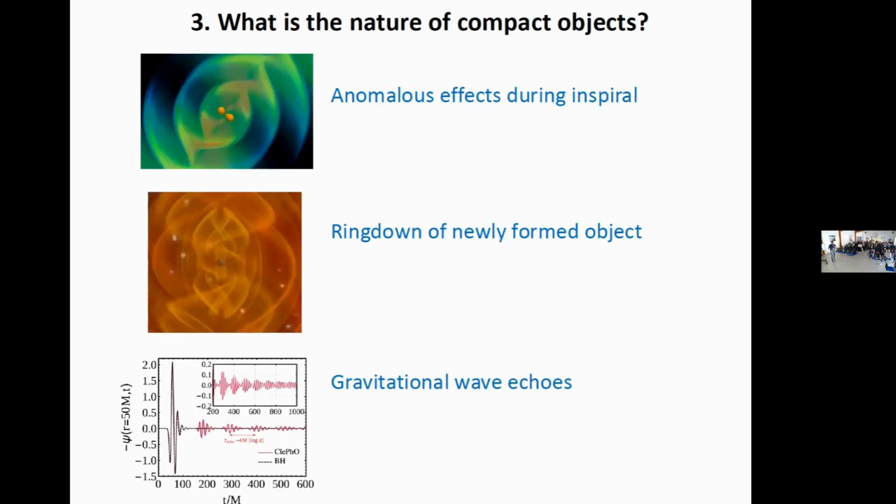This again is a summary for the rest of the talk, but one can of course look for anomalous effects during the inspiral. One can look at the ring down of the object resulting from the merger. And then there are these gravitational wave echoes that would come out after the merger has taken place for objects that don't have a horizon. Okay, so let's go through these in turn.